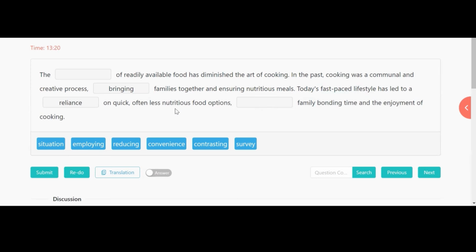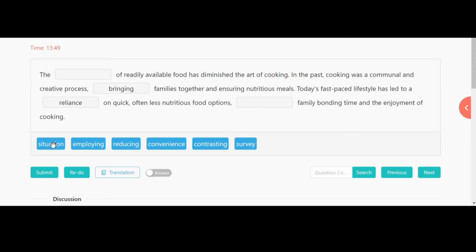Okay, so reliance on quick, often less nutritious food options, dash family bonding time and the enjoyment of cooking. So if in the past cooking used to bring people together, or food used to bring people together, and today this fast-paced life is making people rely on quick food, of course, it's not going to bring people together anymore because there's no time. That time is no longer there. So that's how you think when you're doing this task.